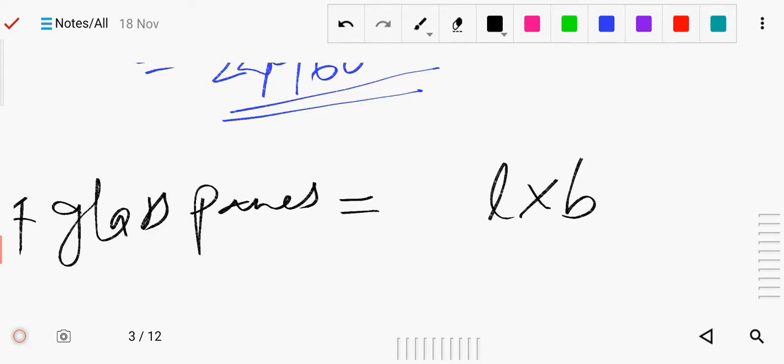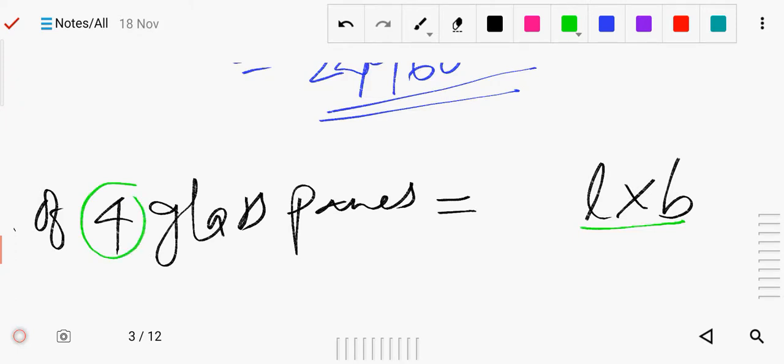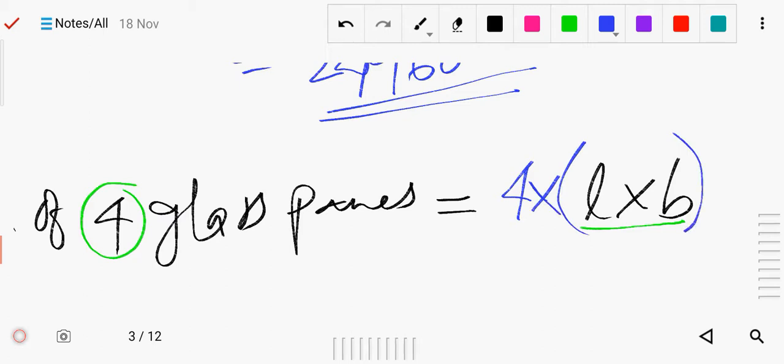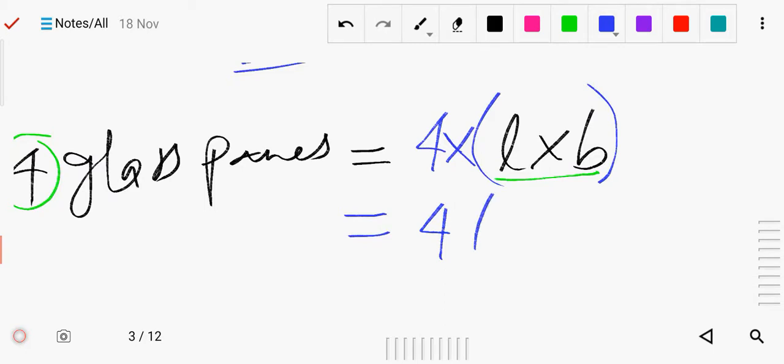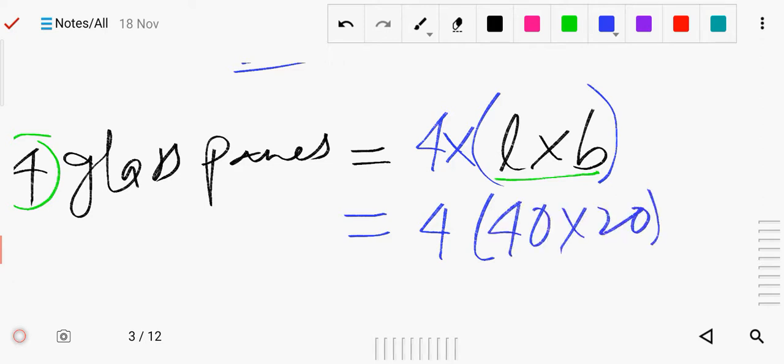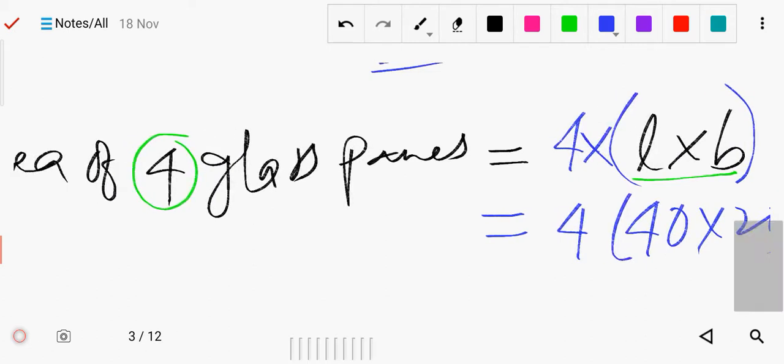So this is the area L into B, this is the area of 1 glass, but how many glasses are there total? 4. So we will multiply it by 4 directly. So 4 into this L into B. Now the L and B of the glass are given already, this is given 40 and this is also given 20.